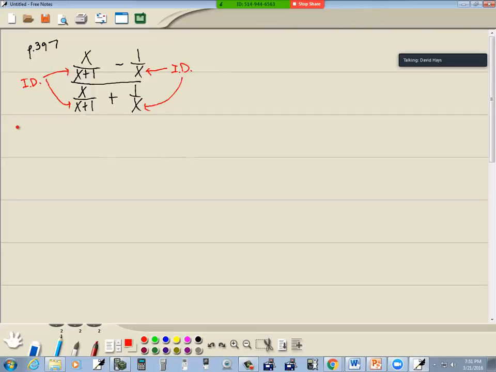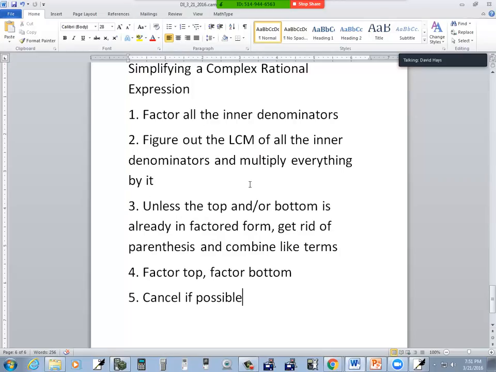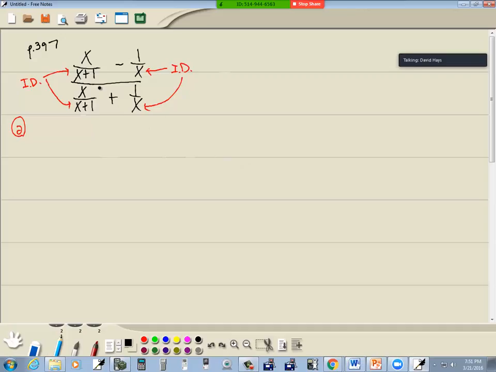Step 2, figure out the LCM of all the inner denominators and multiply everything by it. LCM, least common multiple. Well, let's start with our first factor. I'll choose the x. Now I'm looking for the greatest number of single x's in any single inner denominator. When I say single x, it does not include having a plus 1 with it. So there's none here, there's 1 here, there's none here, there's 1 here. So the greatest number of single x's in a single inner denominator is 1.